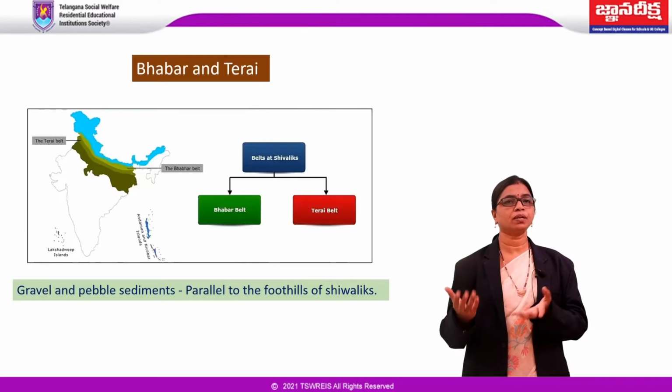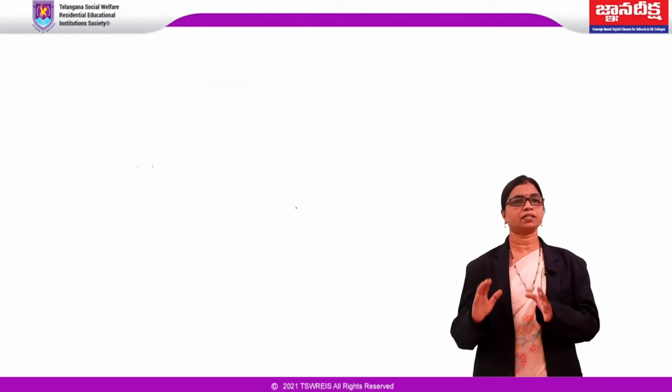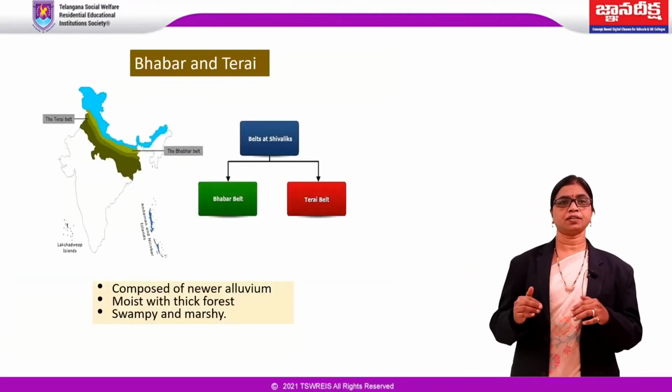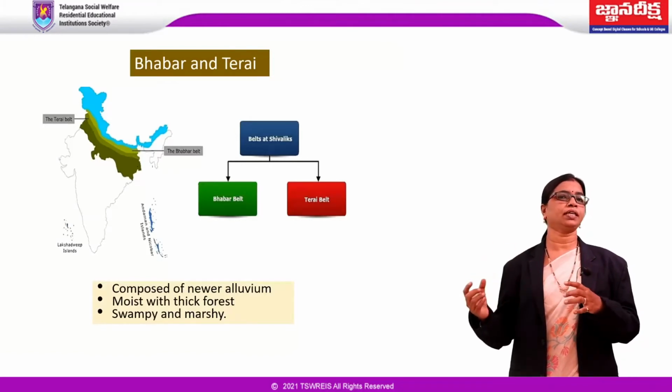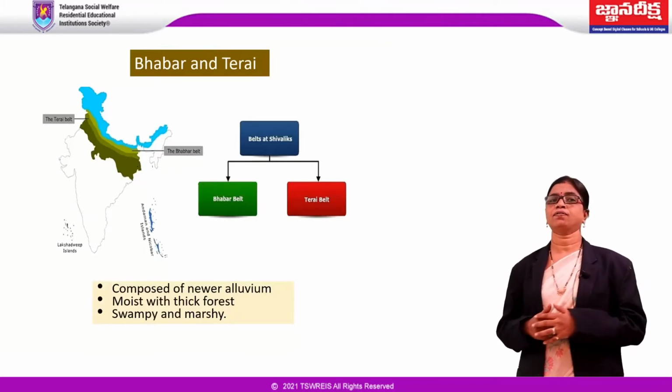The region is mostly moist with thick forest and it is swampy and marshy. It receives heavy rainfall throughout the year and includes a wide variety of wildlife.